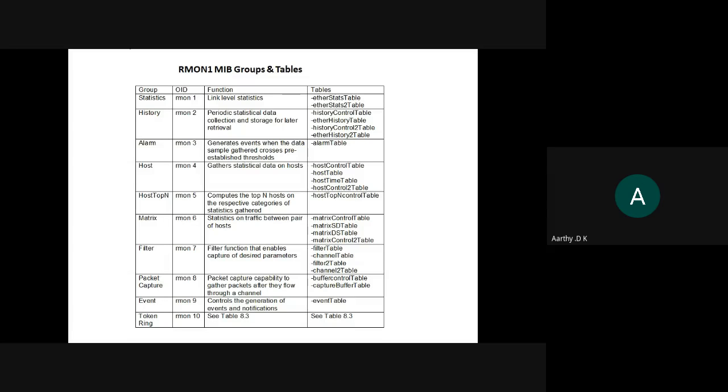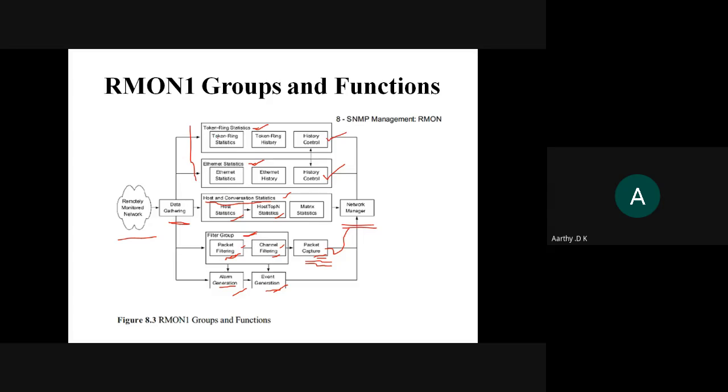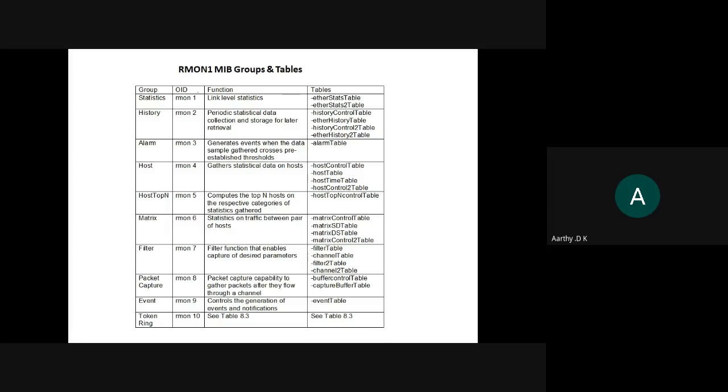This is just what these groups will do. We have groups like host statistics, matrix statistics, history control, Ethernet history, and token ring history. Token ring statistics will contain all the information about the token ring network, and token ring history contains all the previous data. So we have all kinds of function groups, and the remote monitoring object ID that we have, what its function is, and which table it is associated with.